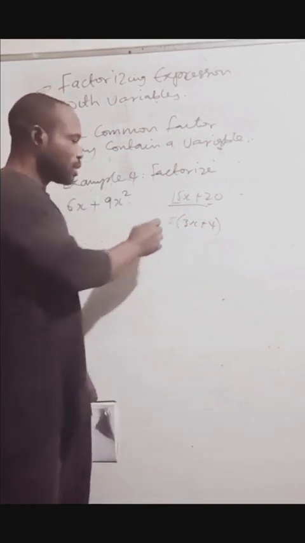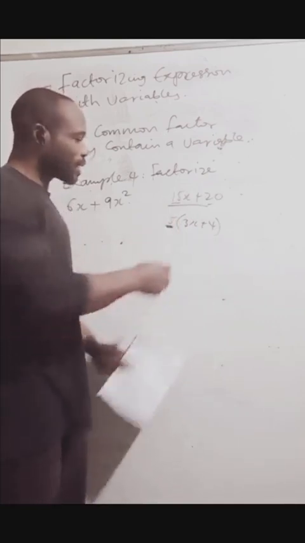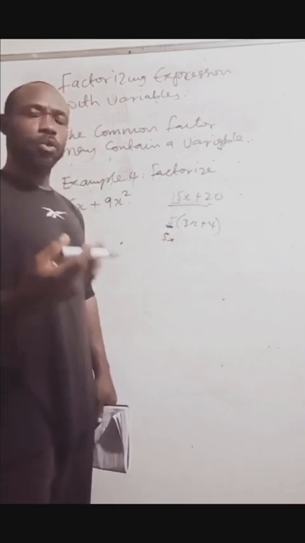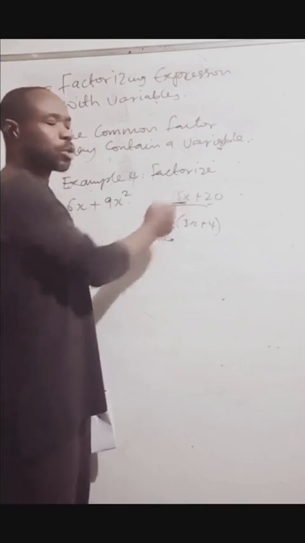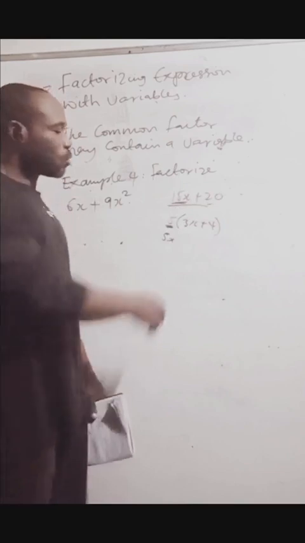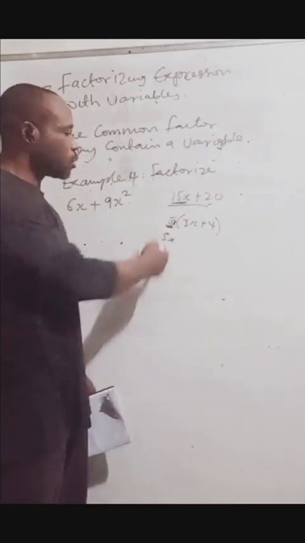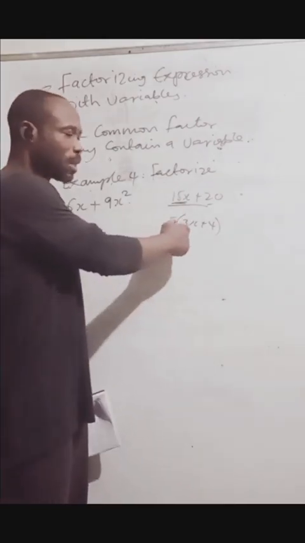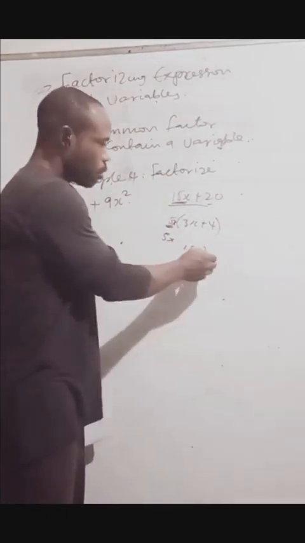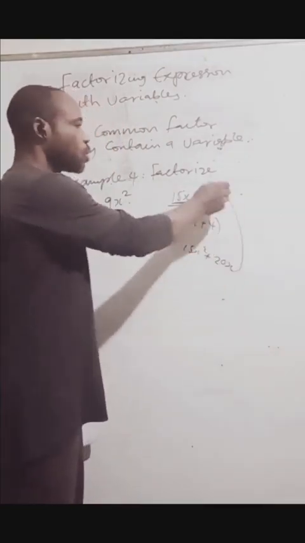Now you can see that this factor here, the highest common factor, does not contain x. Why? Because x is only present in one term in the expression, 15x. It's not present in 20. So we cannot include x here. If we include x here, the expression is going to be wrong because this will now become 5x multiplied by 3x. This will give us 15x squared plus 20x, which is different from the original expression.